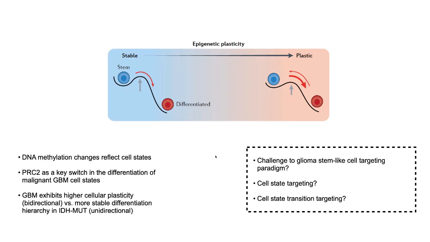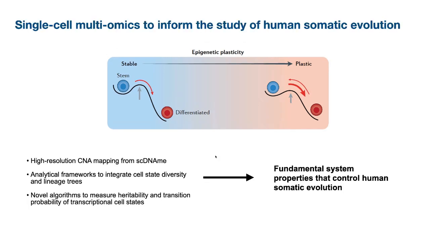within the tumor? And more broadly, the data presented here show that single-cell multiomics of human samples can help link together transcriptional cell state diversity with fundamental evolutionary properties such as heritability and transition probability, also providing a novel framework for the study of human somatic evolution with broad applicability across cancer types.